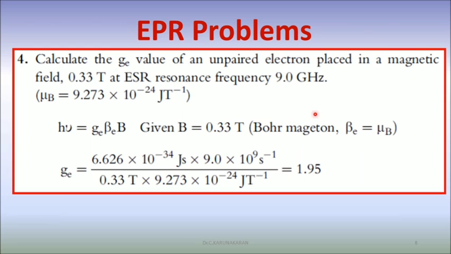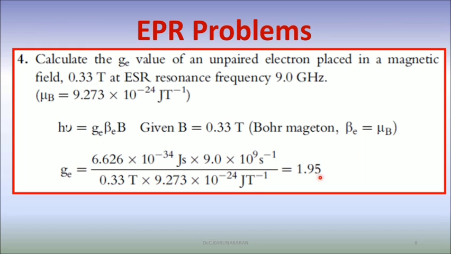Similar to EPR problems, in competitive exams, they ask using the resonance condition, G value, etc. Calculate the G value of the unpaired electron placed in magnetic field 0.33 Tesla at resonance frequency 9 gigahertz. So you are asked to calculate the G value. Therefore, you are given the resonance frequency, 9.0 gigahertz, which is 10 power 9 per second. Hertz is per second.